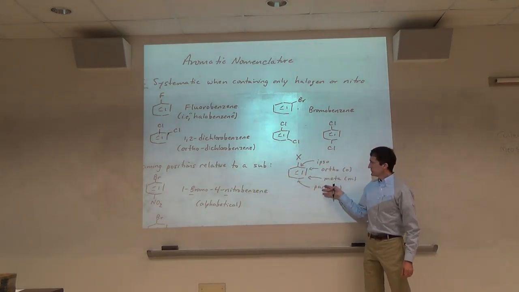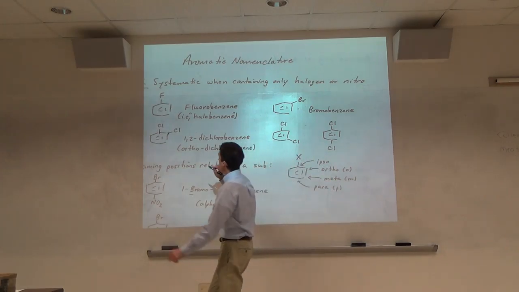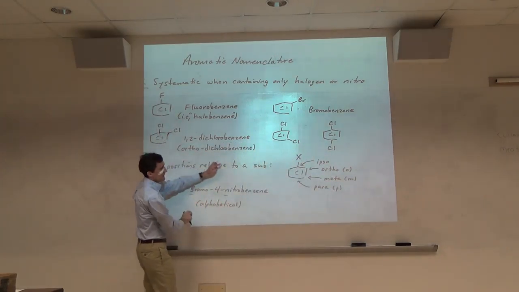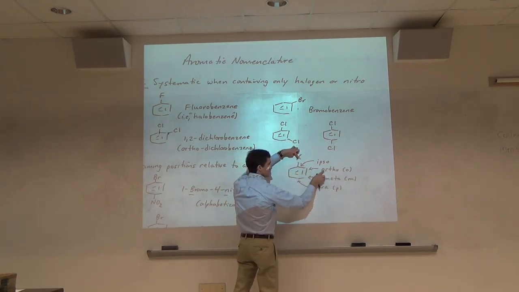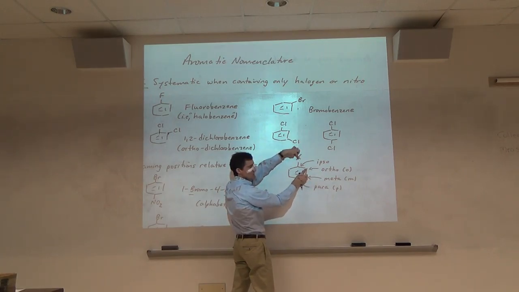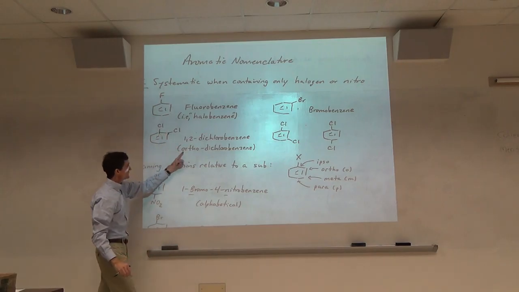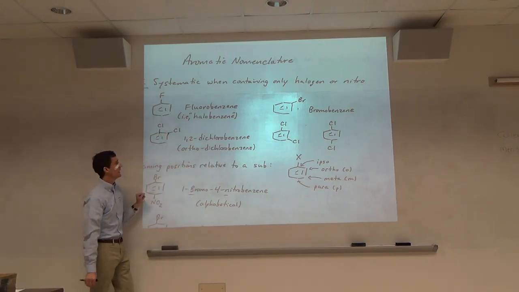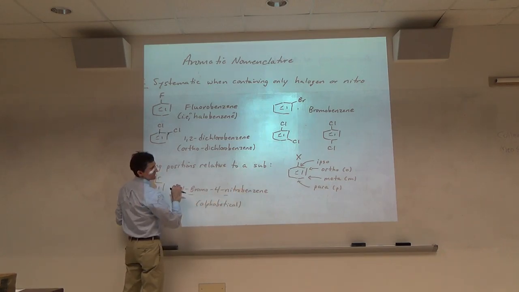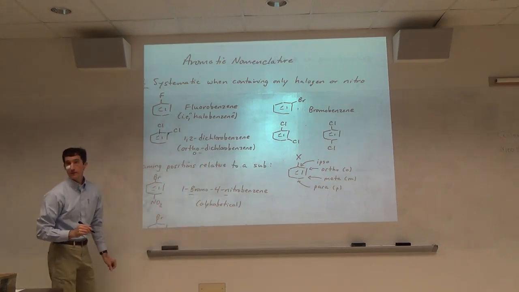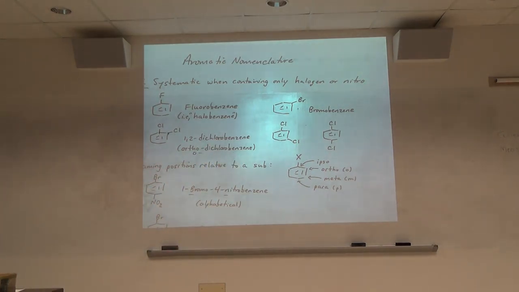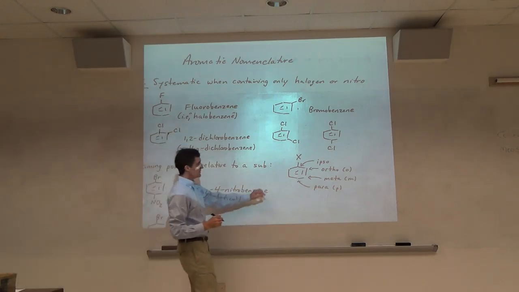Now we also have some terminology here, which denotes relationships between two groups. When the groups are adjacent, that's called ortho. If you have one group here and another one there, the relationship is ortho. We also call that the ortho position compared to where this group is. So another name for this could be ortho-dichlorobenzene. These are often abbreviated with just an o, and so you might see o-dichlorobenzene. We'll see more examples. Ortho, meta and para are very common.